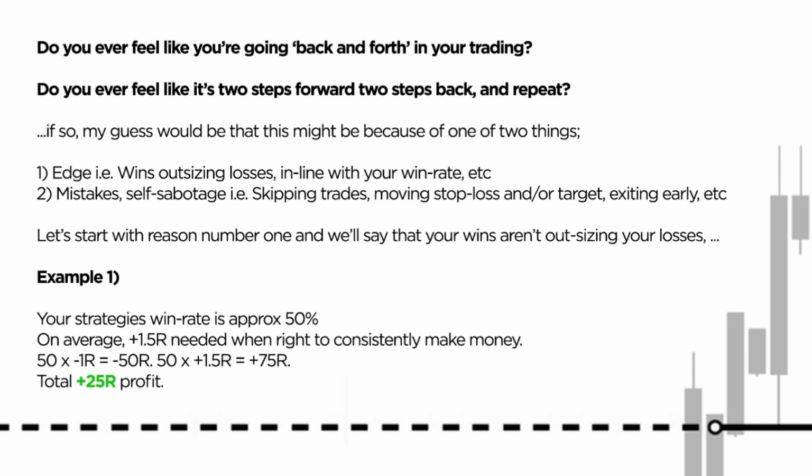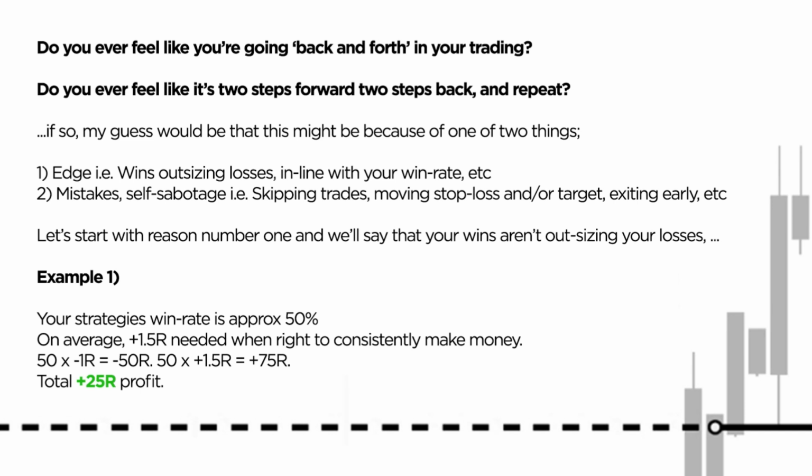Example 1. Let's say your strategy's win rate hovers around 50%. This would mean that on average, you're going to need to win a minimum of approximately 1.5R when you're right, if not higher, to consistently make money. So why is this? Well, if we take 50 -1R losses, that's minus 50R. If we take 50 1.5R wins, that gives us 75R. And of course, that leaves us with 25R profit.